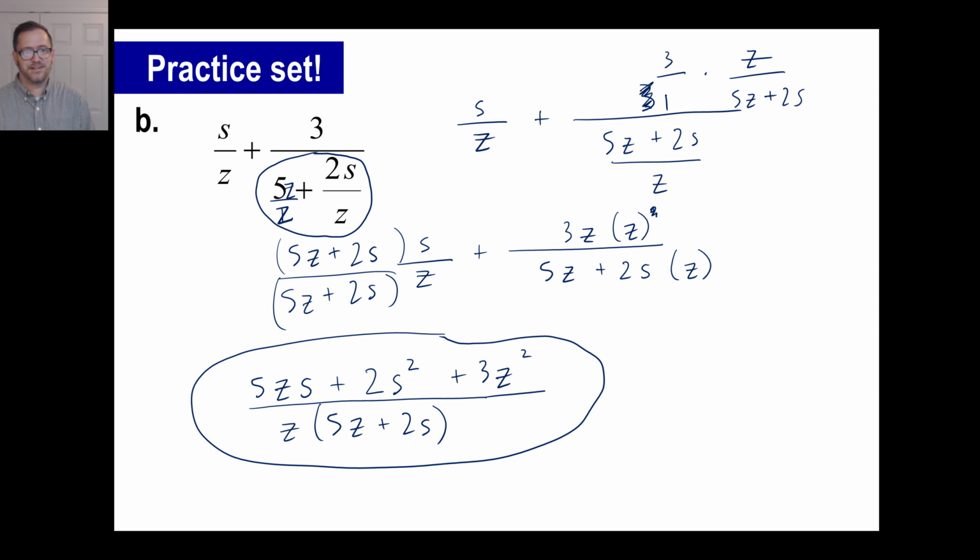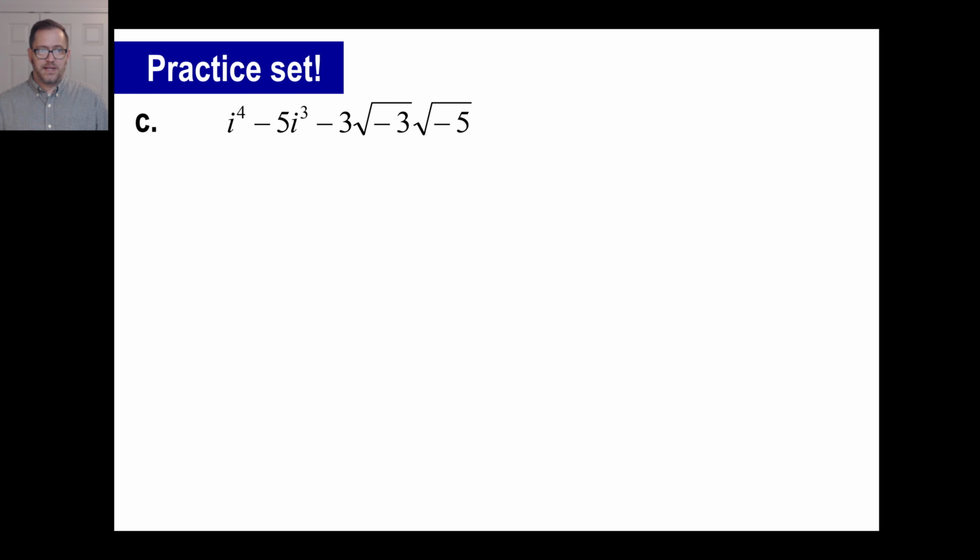All right, pause it and try C. Okie doke, C here. I to the fourth power by definition is 1. I to the third power is by definition negative I. Negative 3, we'll just leave it. We know that this will be a negative 3 times a negative 5, which means, let's just do it together. We'll break this up into 3 times negative 1, and we'll break this up into 5 times negative 1.